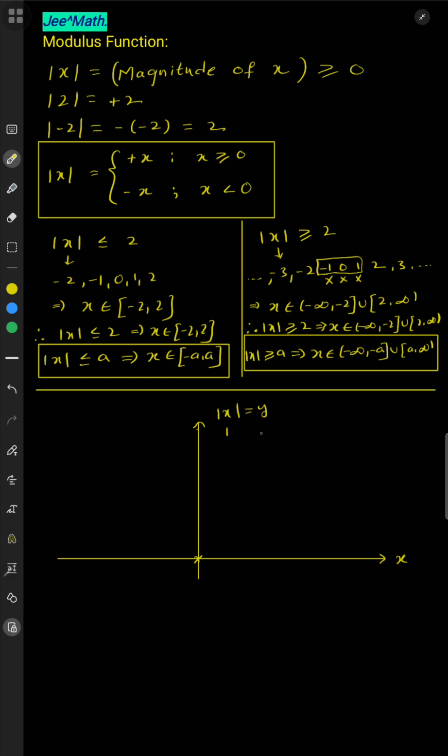Next, when x is 1, modulus of 1 is equal to what? Plus 1 only. So therefore when x is 1, y also 1. So 1 comma 1 is a point on modulus of x. Next, when x is 2, modulus of 2 is what? 2 only, right? So when x is 2, y also 2. So 2 comma 2 is a point on the curve modulus of x. Similarly 3 comma 3. Joining all those you can have a graph like this.